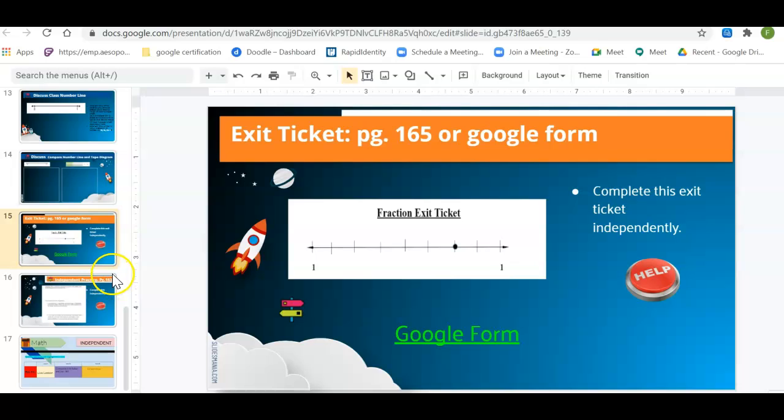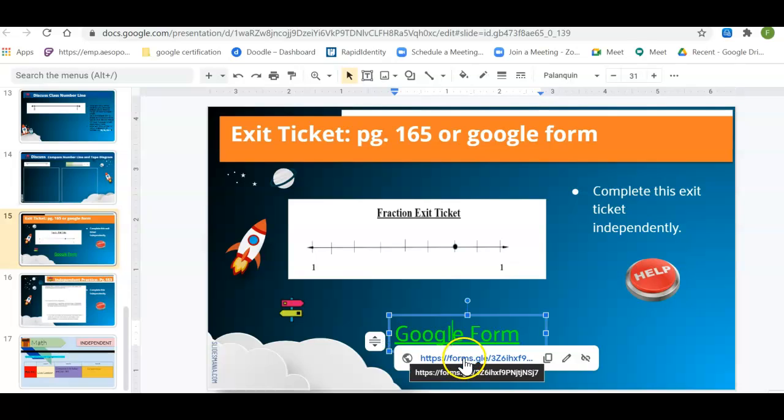And so on our next slide, guys, there's an exit ticket. I have it on a Google form that you're going to be able to click on right here to complete. But it's also the same one that's on page 165. So you're going to have a choice to complete it on the Google form or on page 165. Now, if you do it in the binder on page 165, remember you're going to have to take a picture of your work and insert it into the slide so that your teacher can see it. Because if you don't do that, you will not get credit for it.